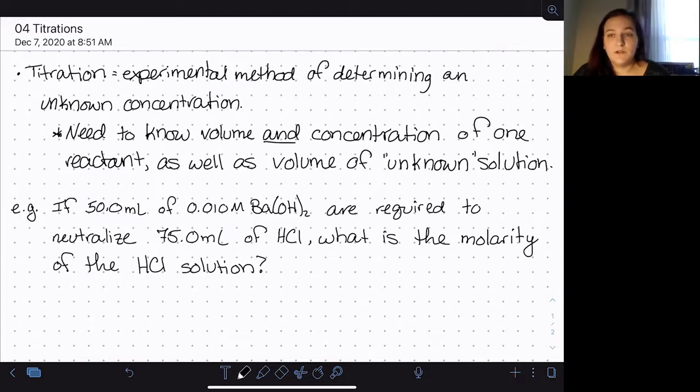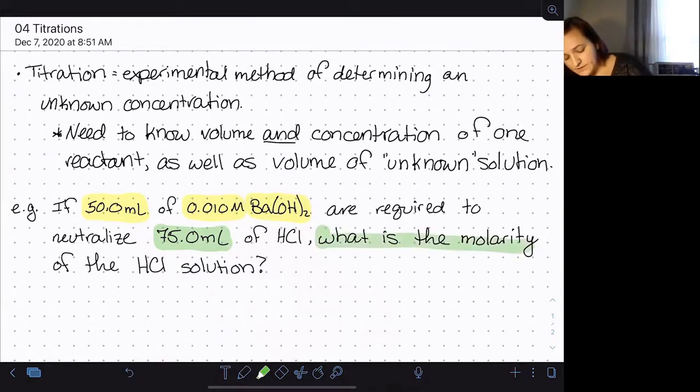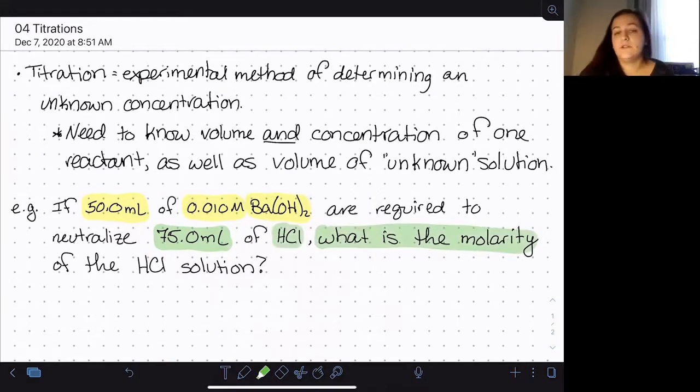So in this first example here, if 50 milliliters of 0.01 molar barium hydroxide are required to neutralize 75 milliliters of hydrochloric acid, what is the molarity of the hydrochloric acid solution? So the two things that we're reacting here are barium hydroxide and HCl, and we can see that we have the volume and the concentration of the barium hydroxide. So we know both of these things about our barium hydroxide solution, but we only know the volume of HCl, and we're asked what is the molarity of that HCl solution.